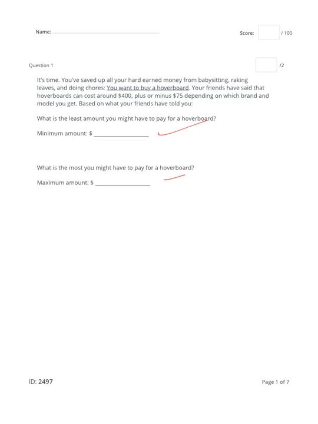It says, you've saved all your hard-earned money for babysitting, raking leaves, and doing chores, and you want to buy a hoverboard. Your friends have said that hoverboards can cost around $400, plus or minus about $75, depending on which brand and model you get. So based on what your friends have told you, what do you think is the least amount of money you could pay for a hoverboard, and what's the most you might have to pay? Looking at our info, this is our given value as we call it, it's typically around $400, plus or minus, that means it can go up or down, $75.